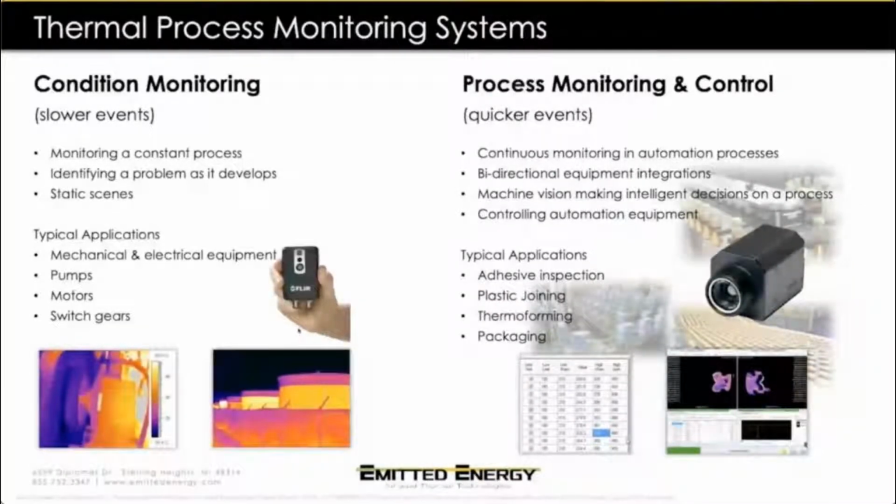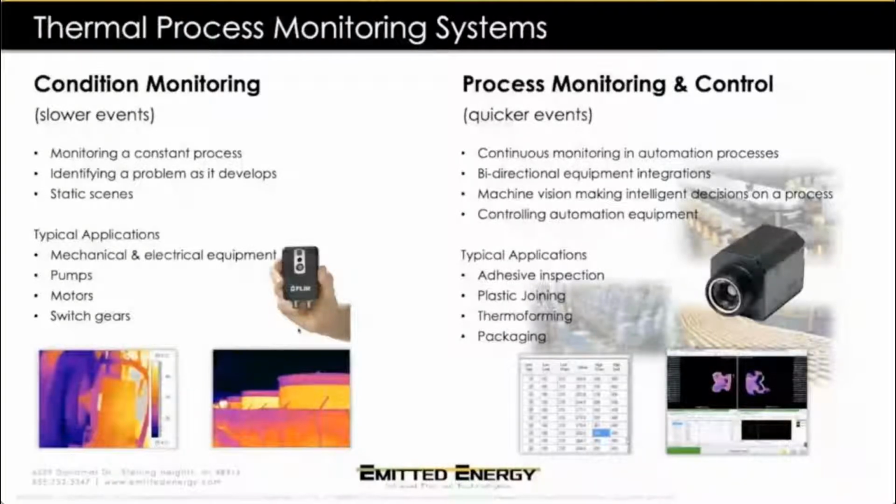There are two primary types of process monitoring systems. One is condition monitoring, the other is process monitoring and control. That's the way we divide this up. Condition monitoring covers the slower events, monitoring consistent processes, identifying problems as they develop, looking at a fixed or static scene. When we see temperatures change over time, we want to alert someone about that: the temperature of this furnace is getting too hot, or there's a problem in a motor or switchgear creating an excessive amount of heat. We want to know about that before the product fails.